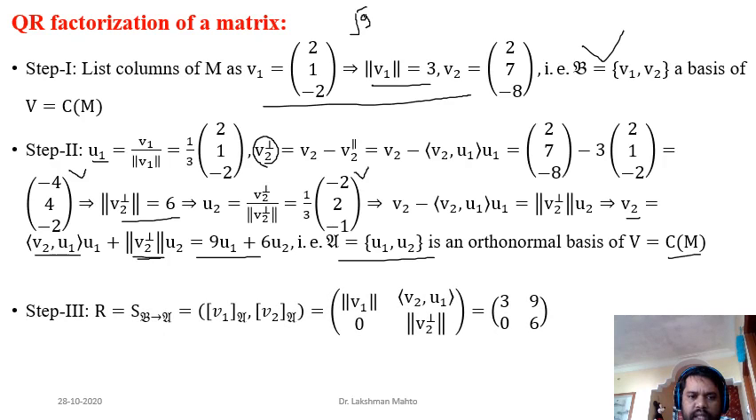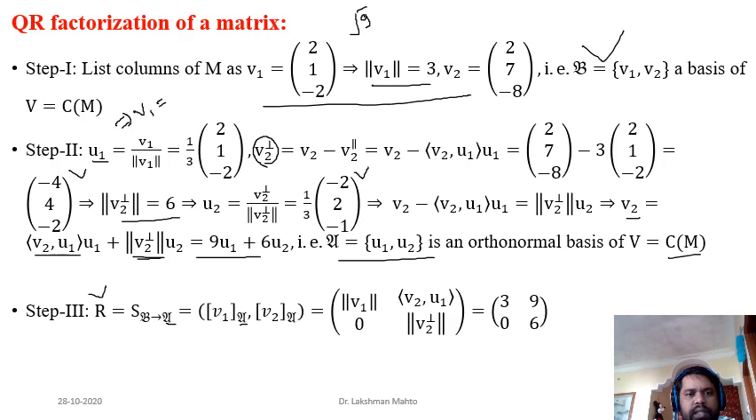Now in the third step we will find the change of basis matrix from basis B to the newly constructed orthonormal basis A. So what is the first column? The first column is the coordinate vector of the first basis element, V1, with respect to the new basis. So what is the coordinate? Here, what you observe is that V1 is what? This construction says that V1 is what?